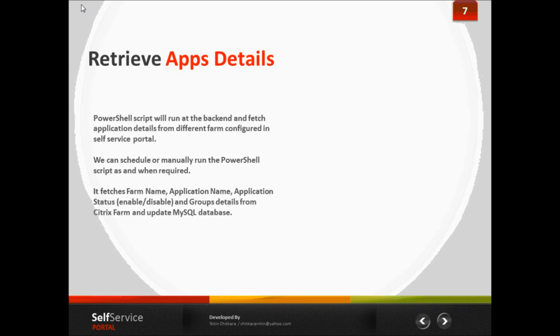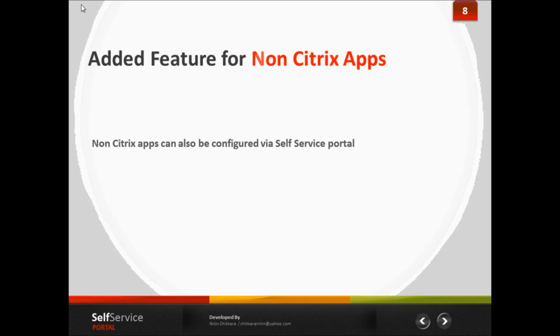It fetches farm name, application name, application status enabled or disabled, and group details from the Citrix farm, and then updates the MySQL database. Added feature for non-Citrix apps. Non-Citrix apps can also be configured via Self-Service Portal.